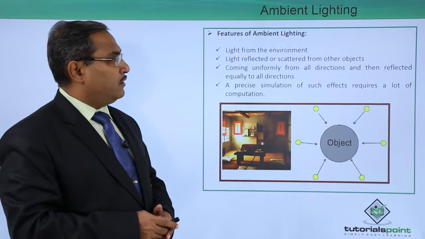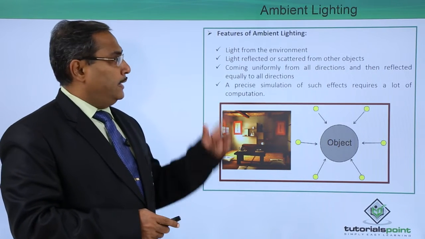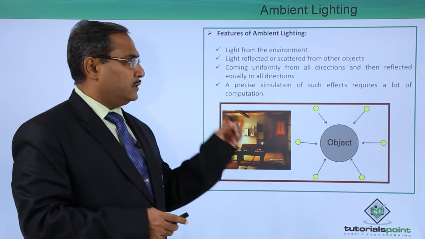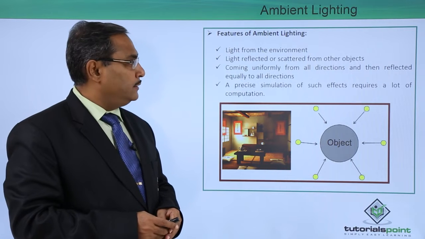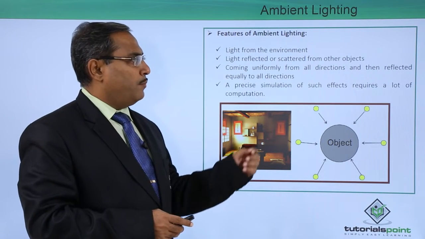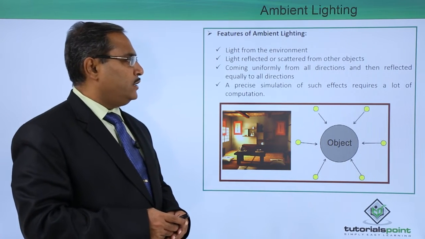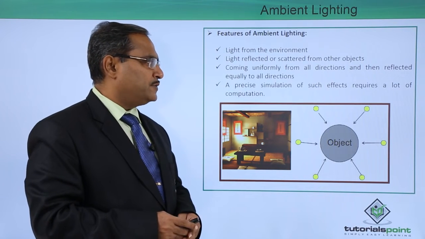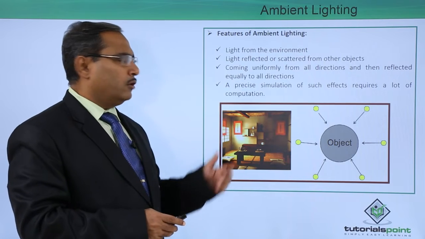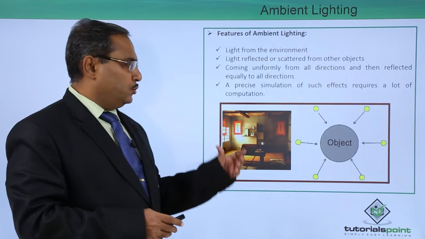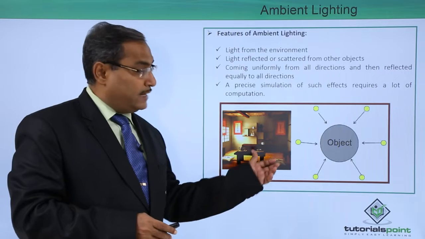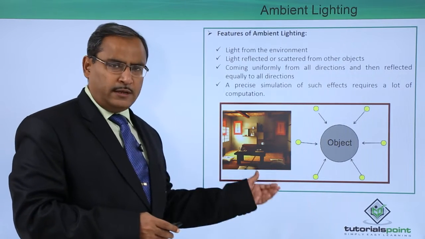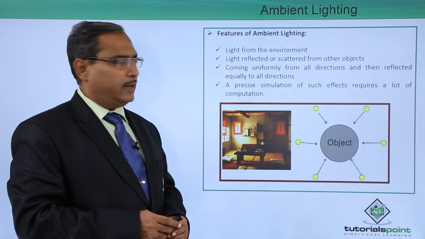So, that is the features of ambient lighting: light from the environment, light reflected or scattered from other objects, coming uniformly from all directions and then reflected equally to all directions. A precise simulation of such effects requires a lot of computations. So, here we are expecting that light should be coming from all directions and uniformly. That is the basic theme behind this ambient lighting.